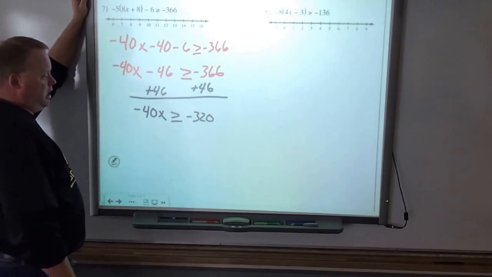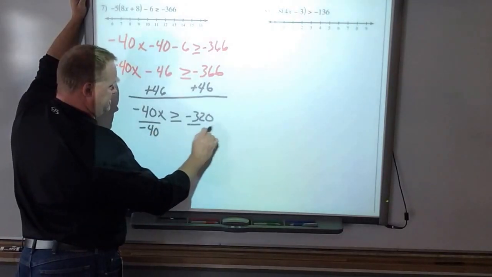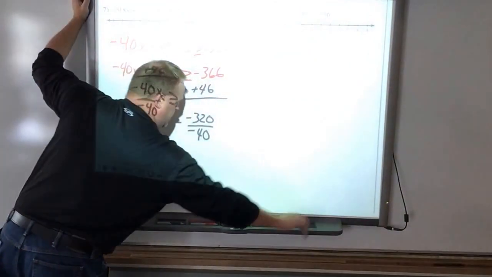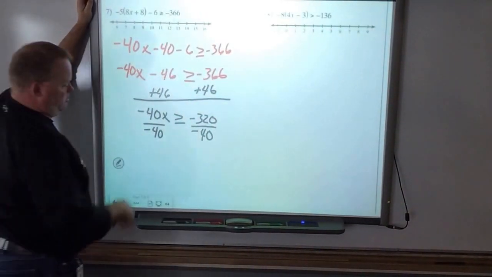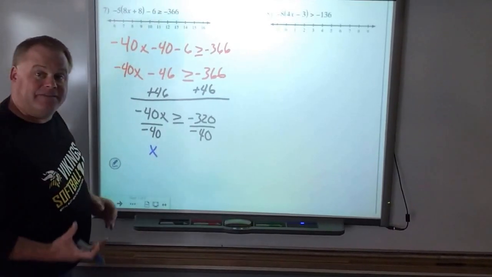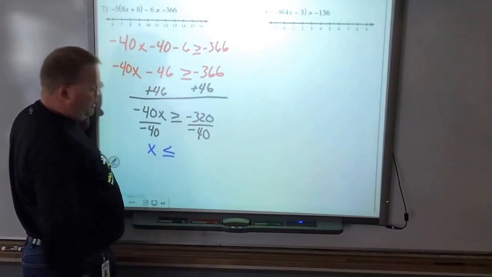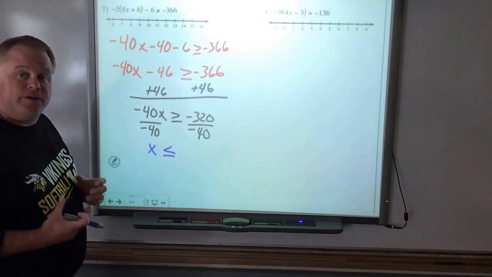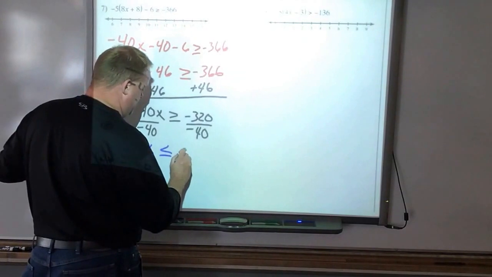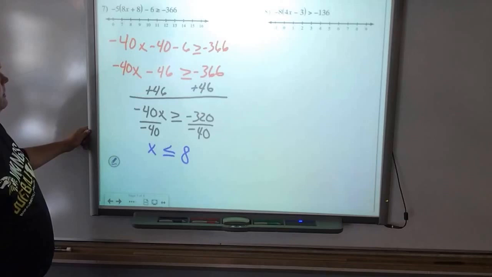Now, I'm going to divide by -40, leaving x by itself and a positive x. I'm dividing by -40. As I see this, -40x divided by -40 leaves me just x. But I divided by a negative, so I've got to flip my sign. Flip it around. -320 divided by -40 becomes 8. So x is less than or equal to 8.